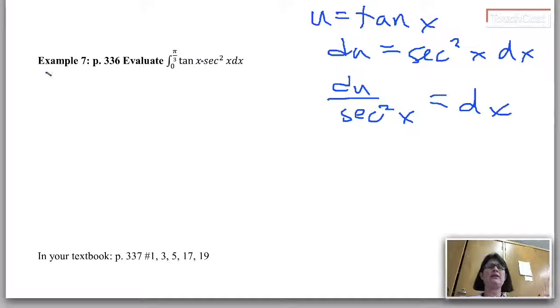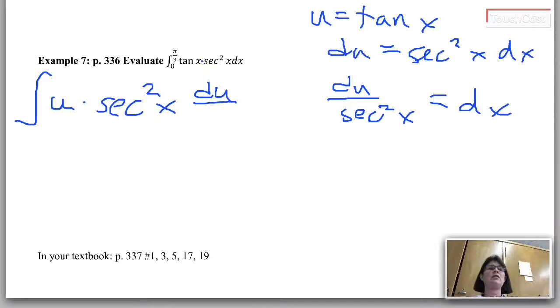So I'm going to write a new integral. I'm not going to put the limits on yet. Everywhere I see tangent x, I'm going to replace it with u. Everywhere I see secant squared of x, I'll leave it for now. Everywhere I see a dx, I'm going to write du over secant squared of x. And I can tell this is going to be a good thing because my secant squared of x and my secant squared of x, the only two things that have an x left in them, are going to cancel each other out. I'm going to be down to an integral in one variable. It's going to be beautiful.